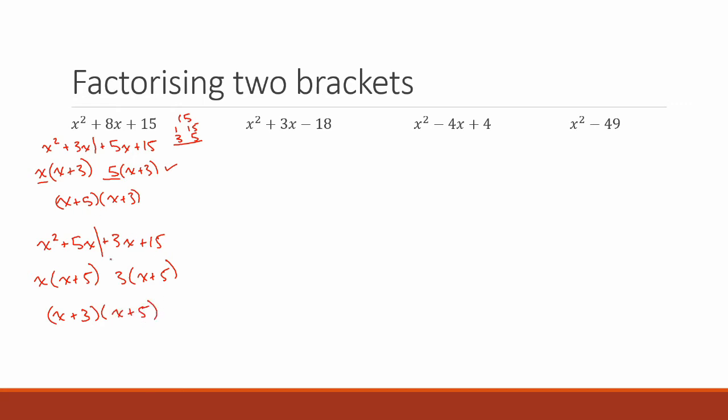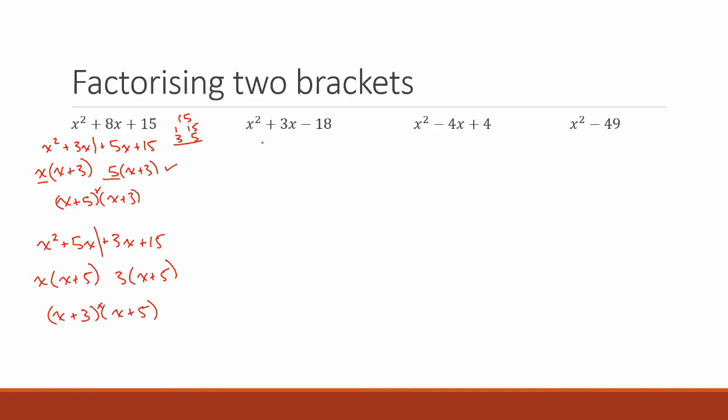And notice, as much as they're the other way round, I've got the exact same thing going on here. Because they're multiplying, it doesn't matter which order I put my brackets in. If I'm multiplying a 3 times 5 or a 5 times 3, I'm going to get that same answer. So it doesn't generally matter which order you put these terms in.